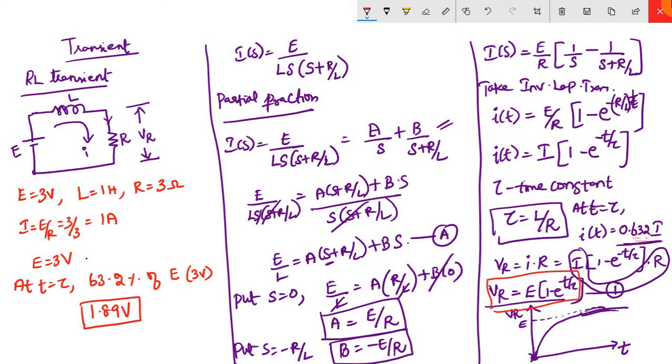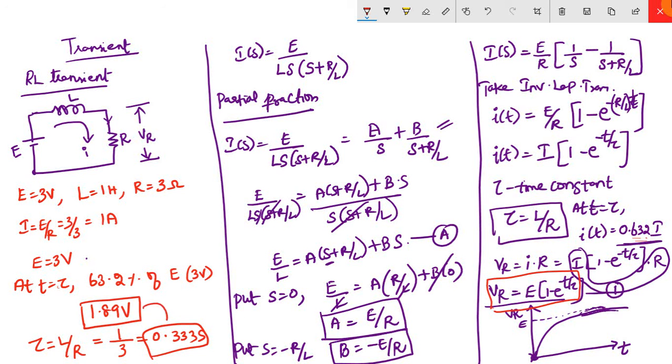So for the given values, what is tau here? We know the time constant for an RL circuit is L divided by R. L is going to be 1 and R is going to be 3, which is equal to 0.333, right? So your tau is equal to 0.333 seconds. So at 0.333 seconds, your voltage response should reach 1.89 volt.